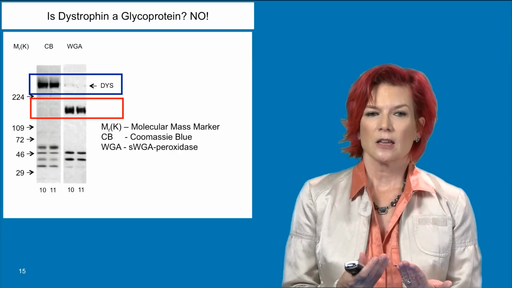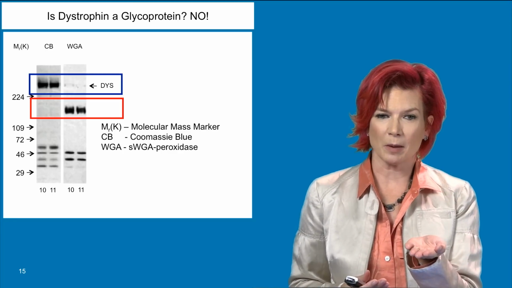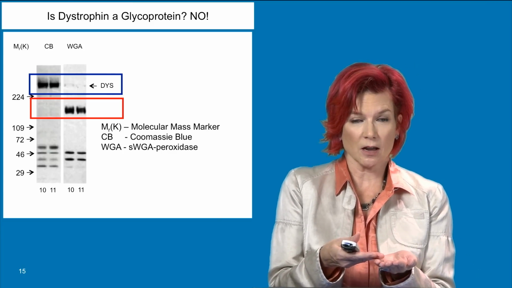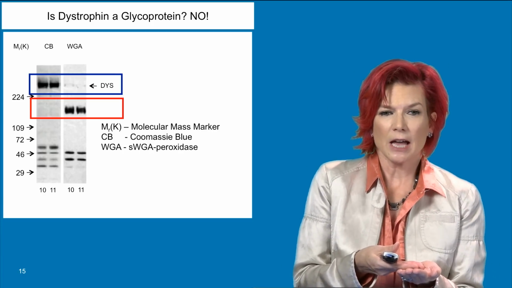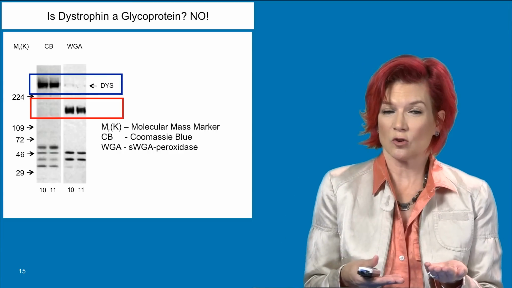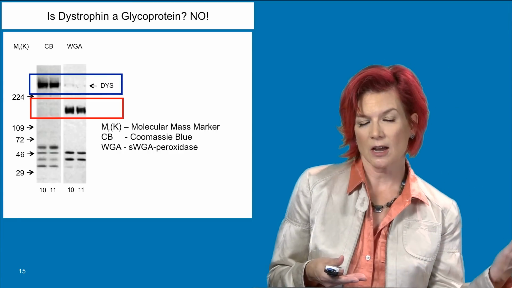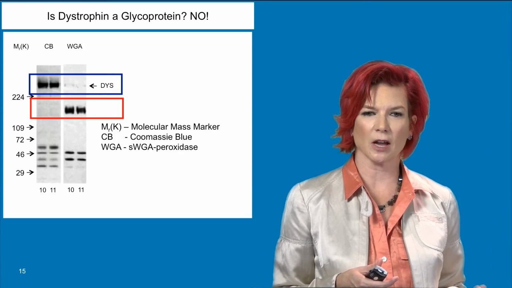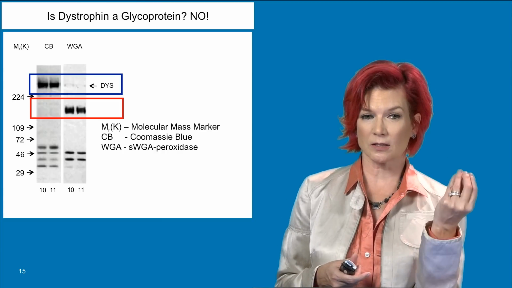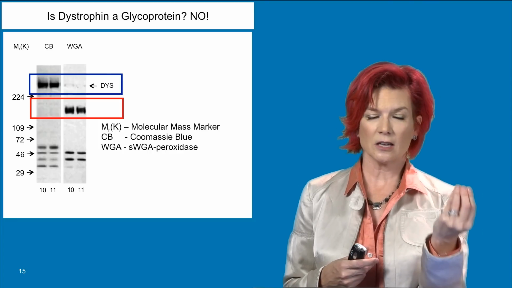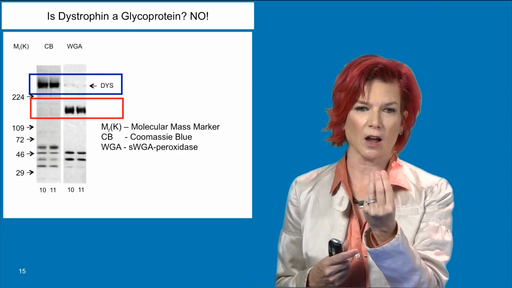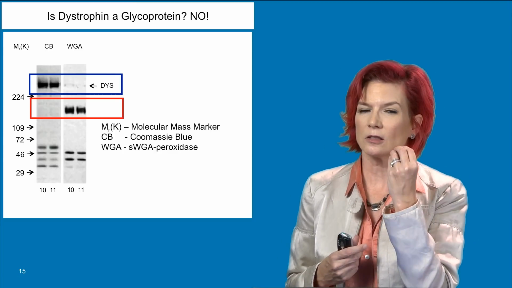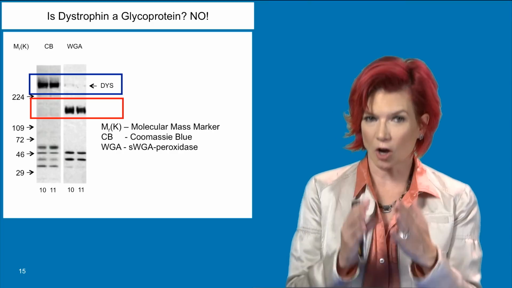So to get at that, they performed an experiment in which they took nitrocellulose membranes and incubated them with WGA peroxidase. So basically a lectin that binds to glycoproteins, and they developed that in order to visualize the proteins that are glycoproteins. And I've lined it up side by side with the Coomassie stained gel of the purified dystrophin-glycoprotein complex. So outlined in blue, you'll see the Coomassie of the purified dystrophin, and it is not being recognized by the WGA because there's no binding of WGA to dystrophin.